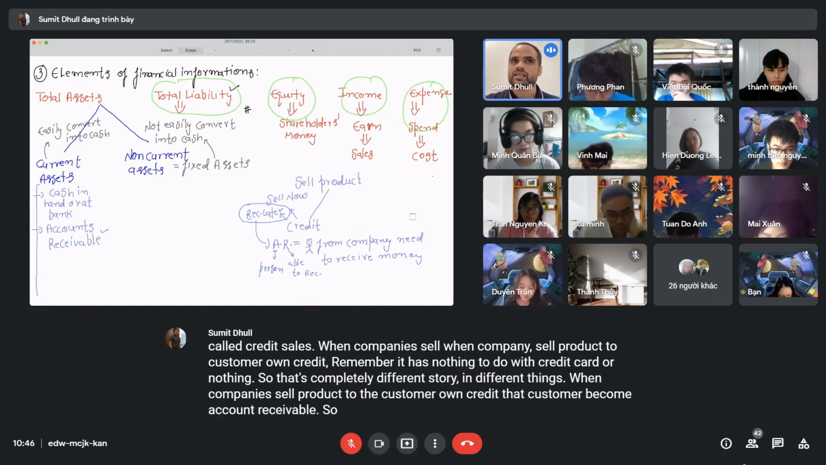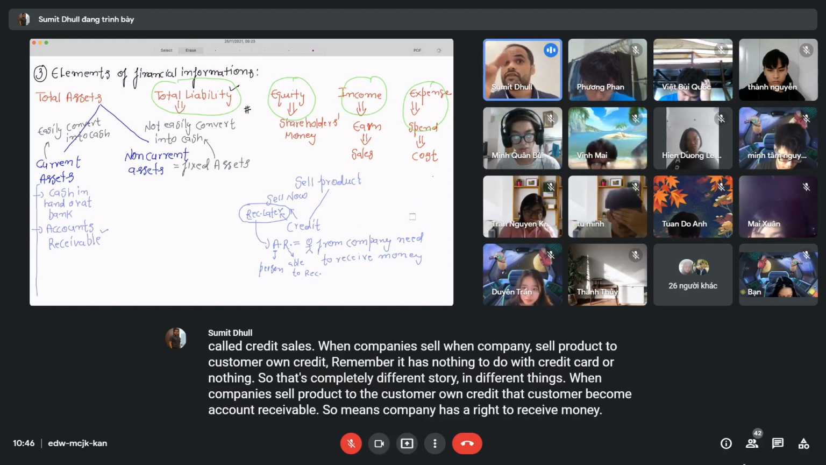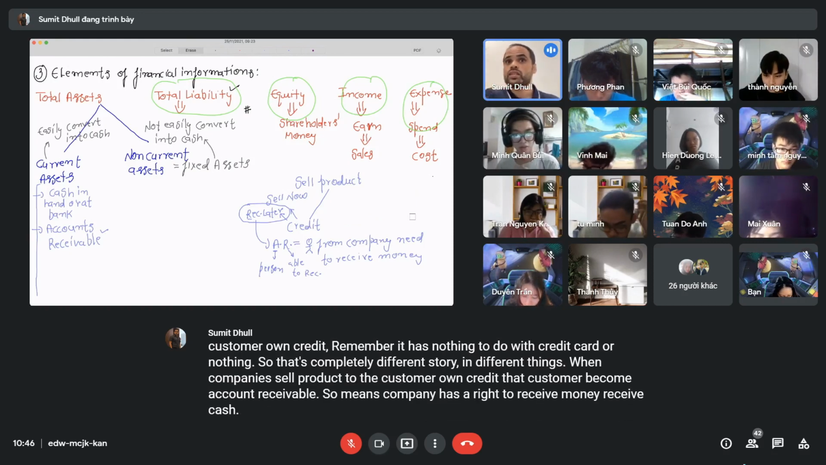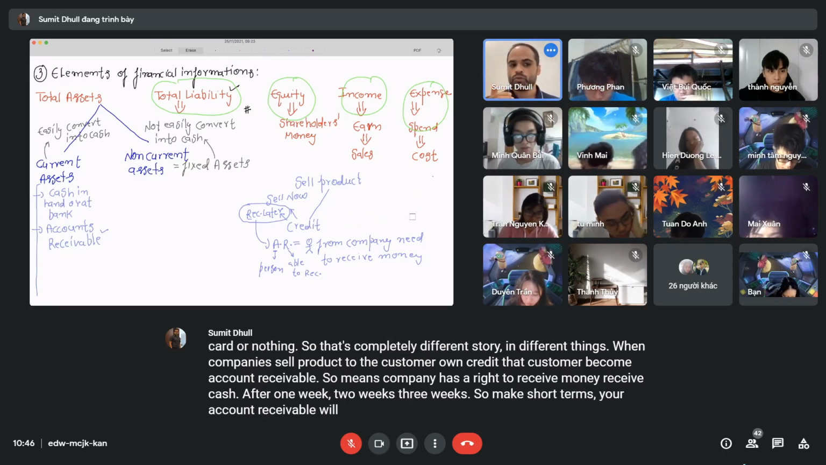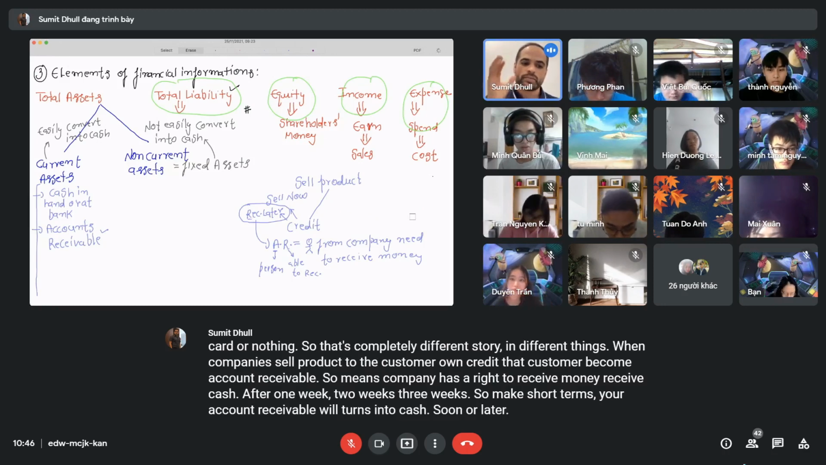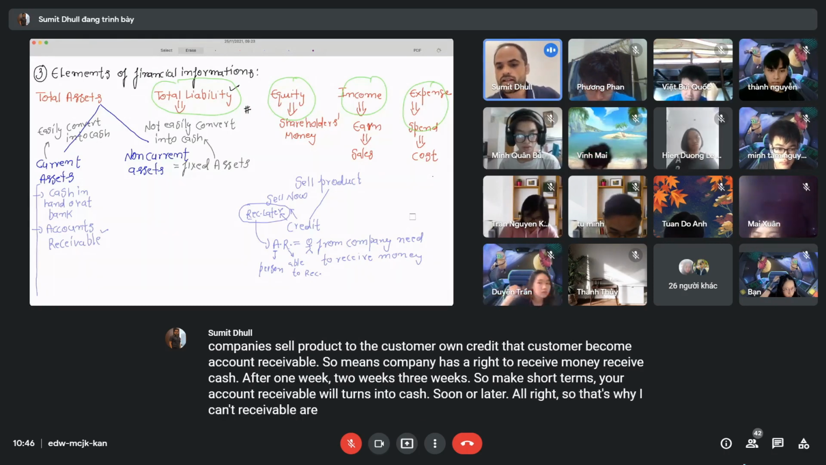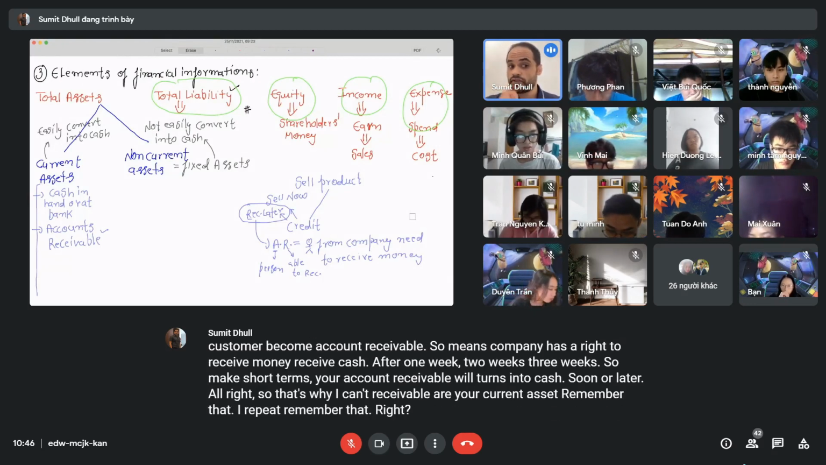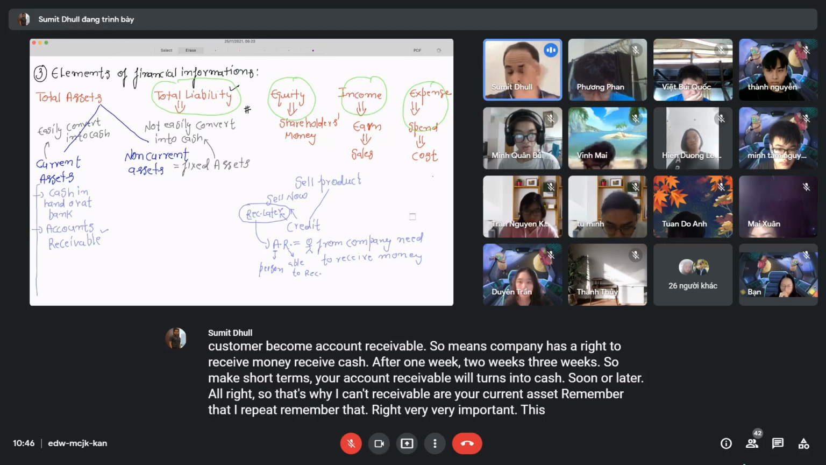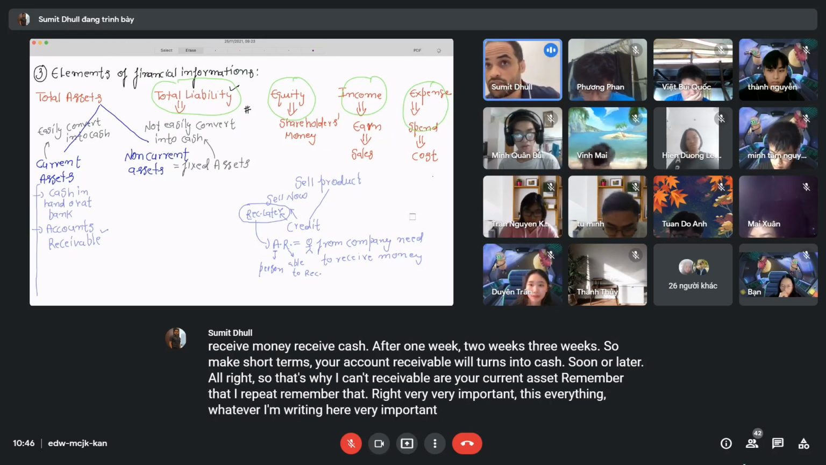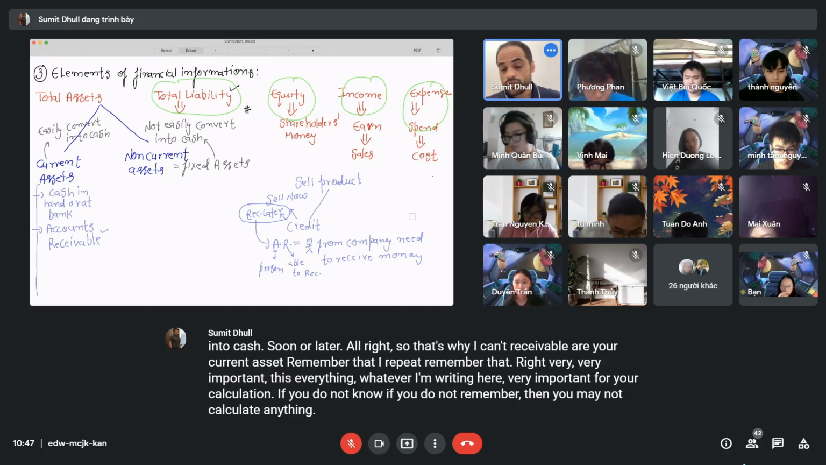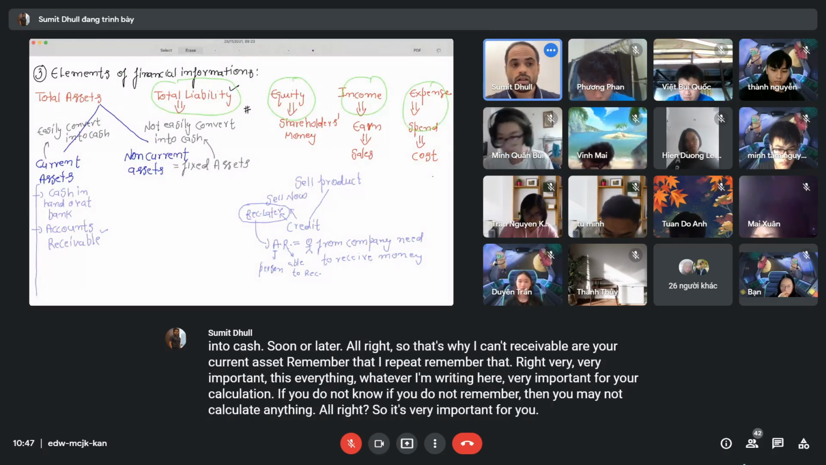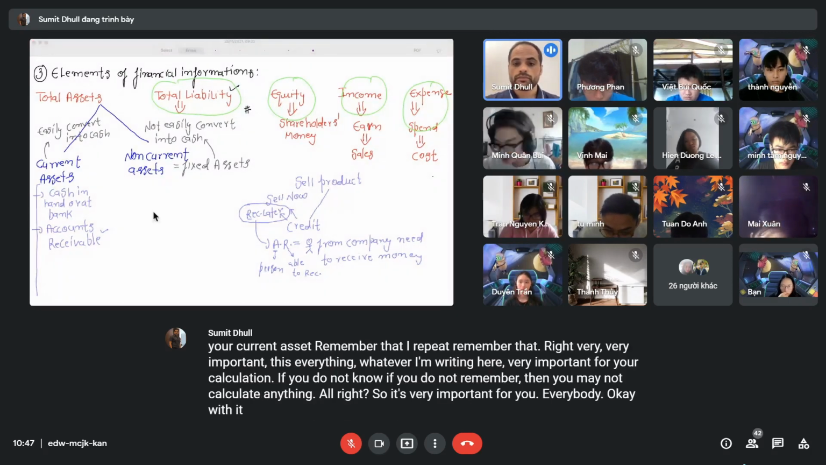So it means the company has a right to receive money, receive cash after 1 week, 2 weeks, 3 weeks. So it means short term: your account receivable will turn into cash sooner or later. All right. So that's why account receivable is your current asset. Remember that. I repeat, remember that. Very, very important. Everything I'm writing here is very important for your calculation. If you do not remember, then you may not be able to calculate anything. Everybody okay with it? Account receivable?